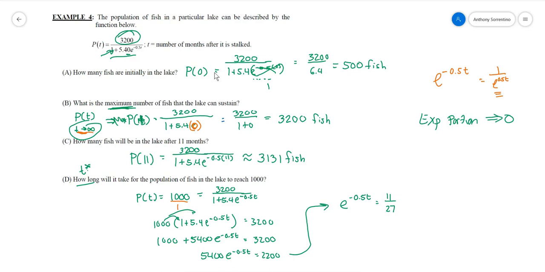I need to get rid of the exponential base e, so I'm going to turn this into a logarithmic equation. So negative 0.5t equals the natural log of 11 over 27. And t is going to be the natural log of 11 over 27 divided by negative 0.5. And when you calculate that out, it's about equal to about 1.8 months.